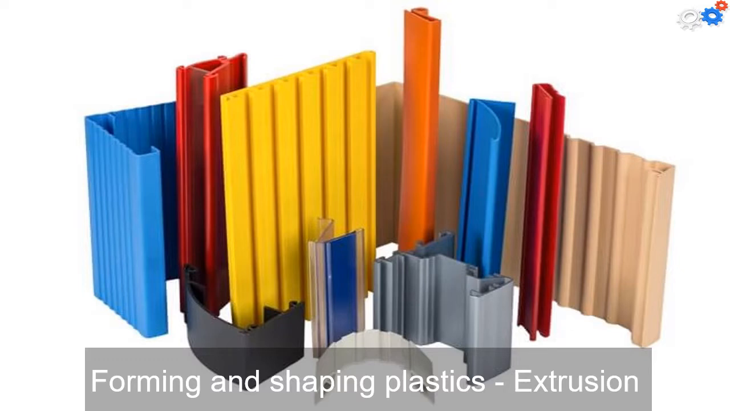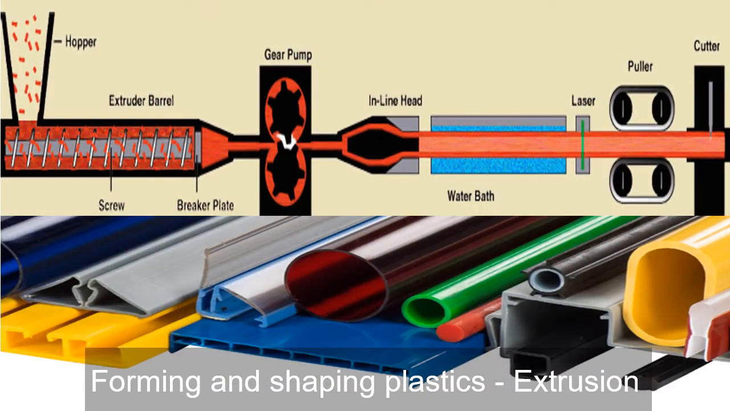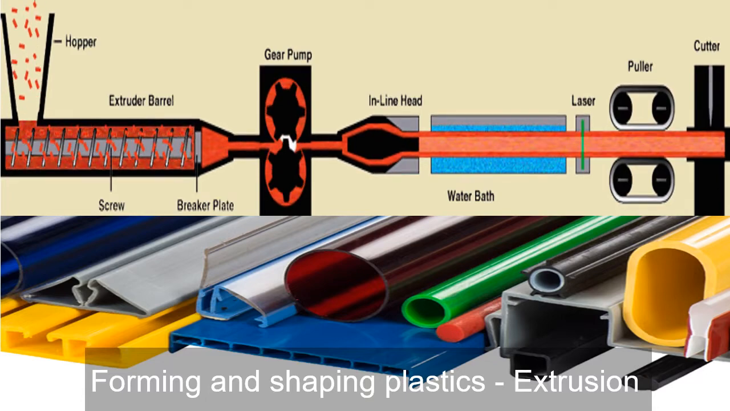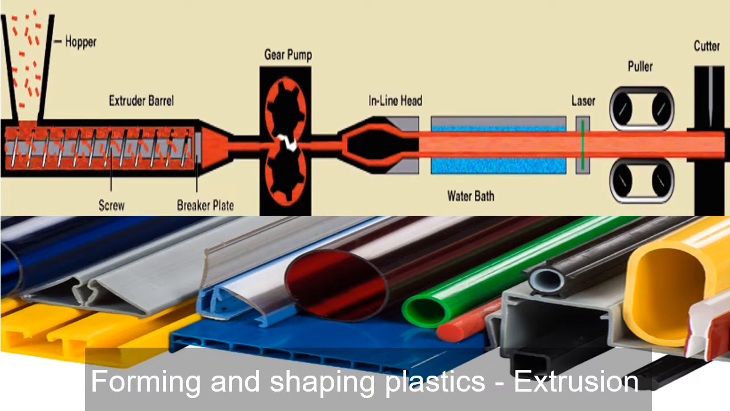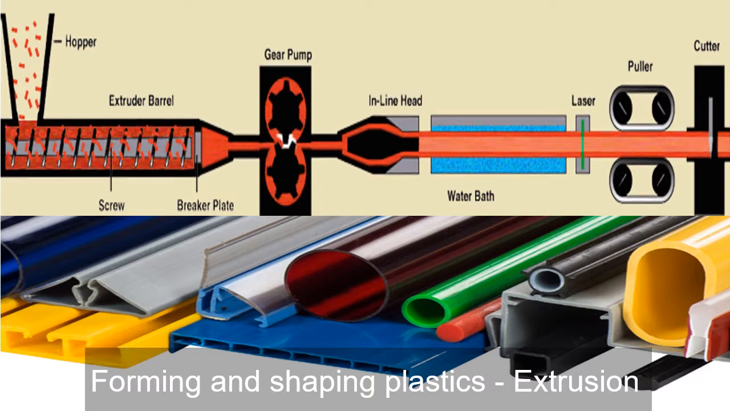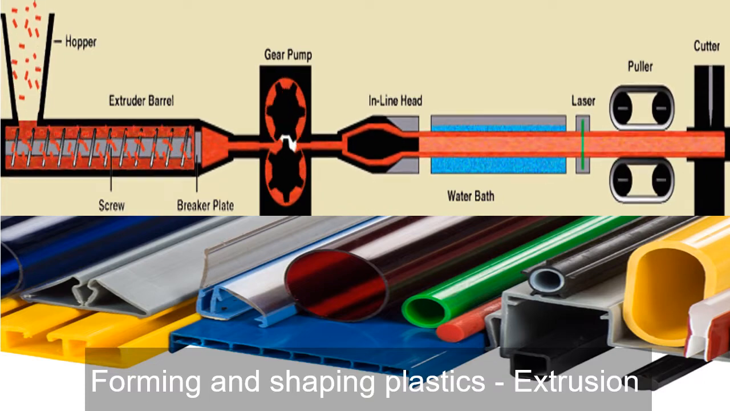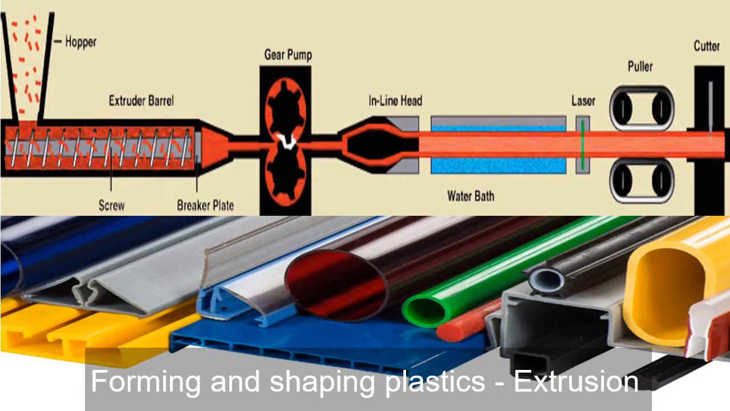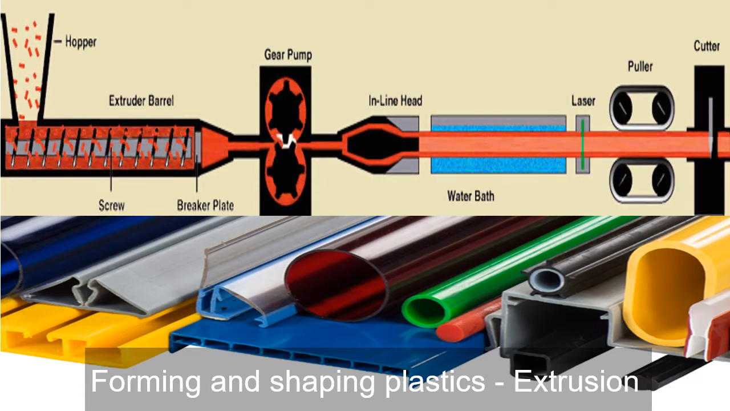One of the most widely used forming and shaping plastic processes is extrusion. In extrusion, the molten plastic or elastomer is forced through a die. The extruded product is then cooled either by exposing it to air or by passing it through a water-filled channel. The extruded product is then coiled or cut into desired lengths.